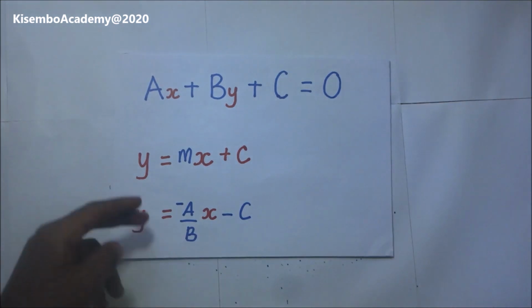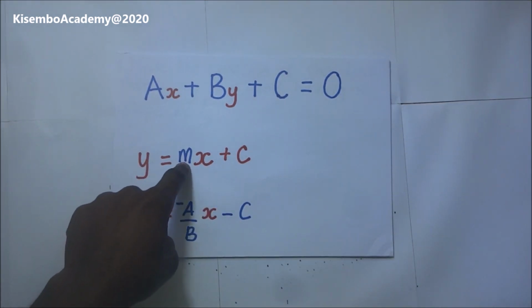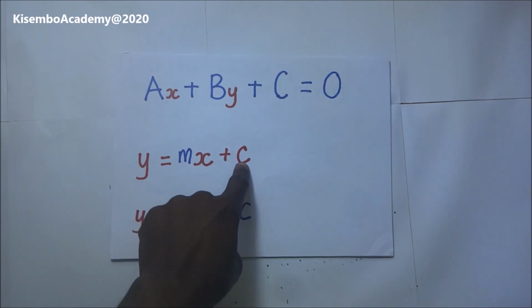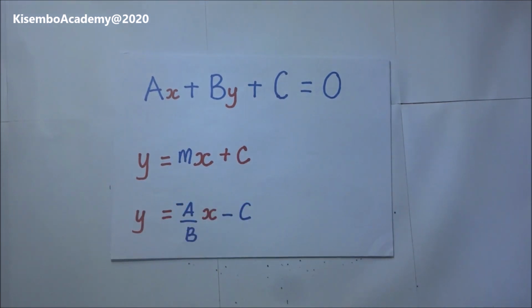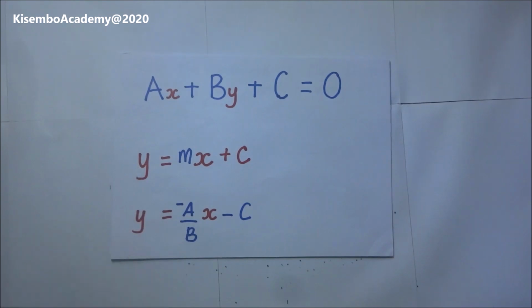Or you can write it in this form, y equals mx plus c, where m stands for the gradient of that linear function and c stands for the y-intercept. The other way to see a linear function is as an equation of a straight line. And when you're dealing with straight line equations, the highest power of x is always 1. And that is what qualifies it to be a linear function.